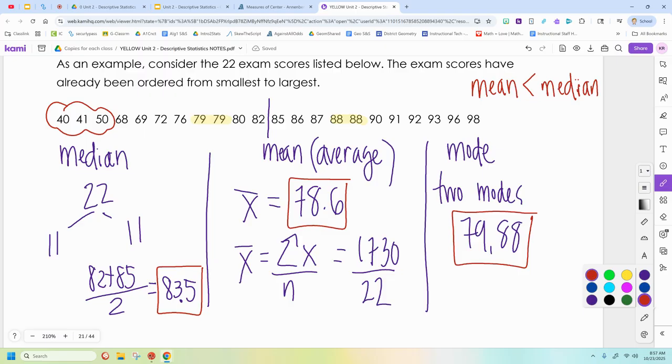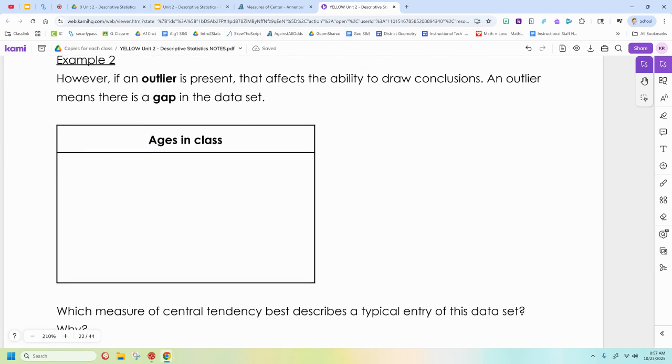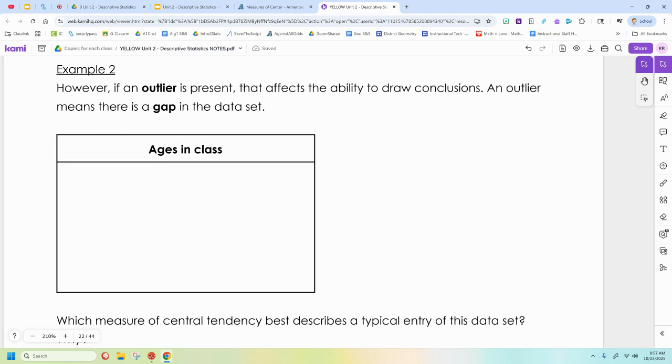All right. This is another favorite one. Here we go. These weren't that bad. You could use either of them. But now let's put an outlier in the room and see what happens. So, is there going to be an outlier? And what does that do? Is there a gap in the data set? All right. So here we go.